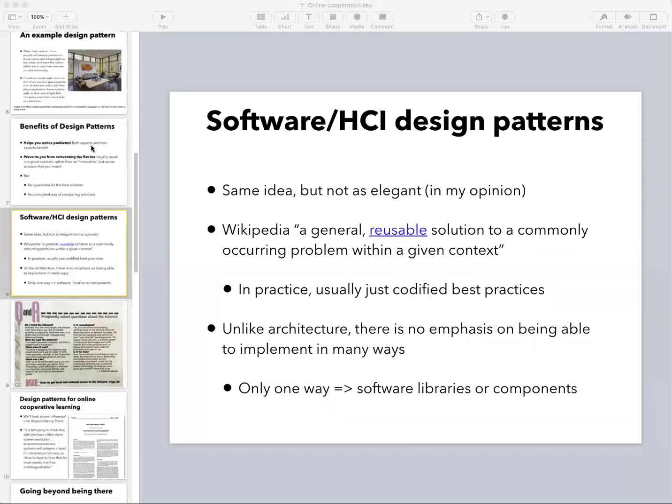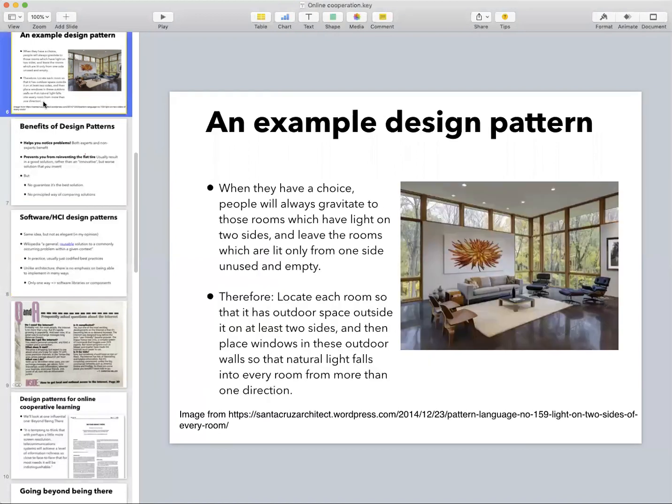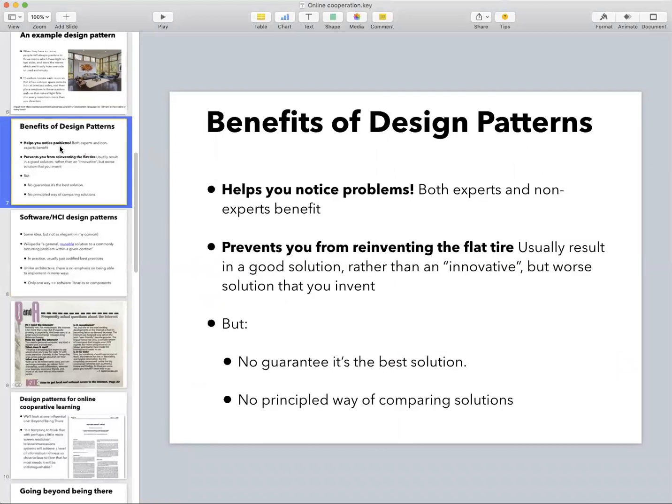So what is the benefit of using a design pattern? There are two large benefits. One is that it helps you start noticing these problems about your environment. When I learned about design patterns and about this idea of light on two sides of a room, I couldn't stop noticing all the rooms which had light on two sides and how much better they felt than rooms which had windows only on one side.